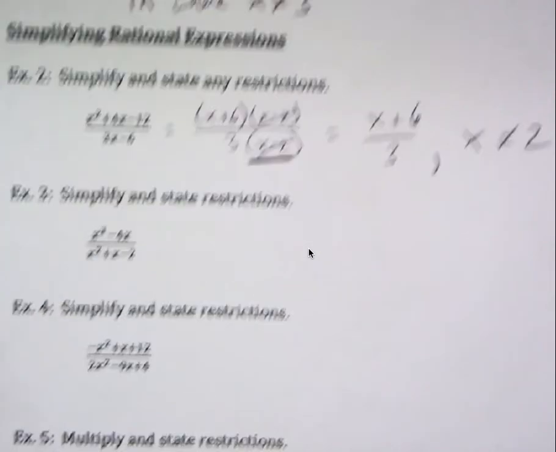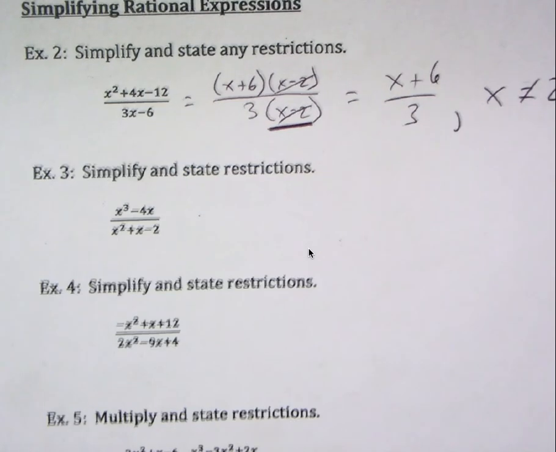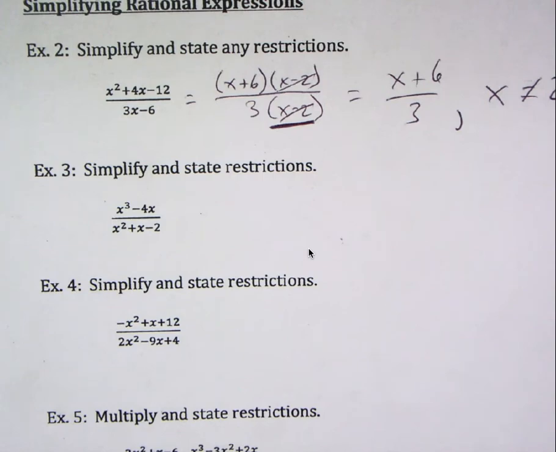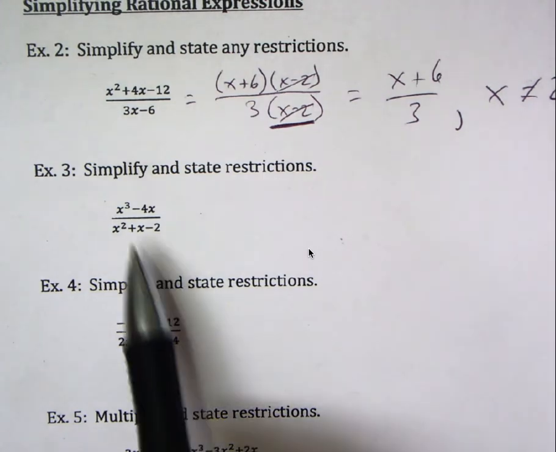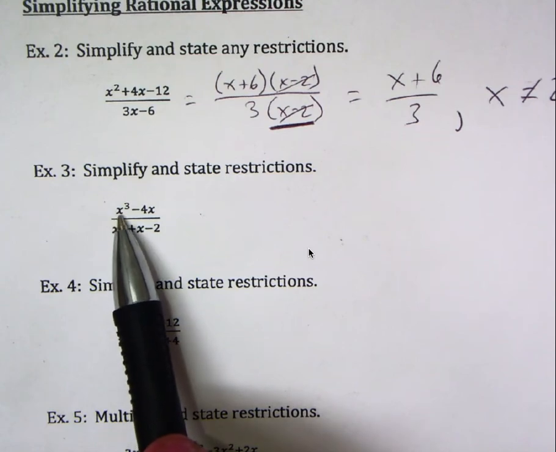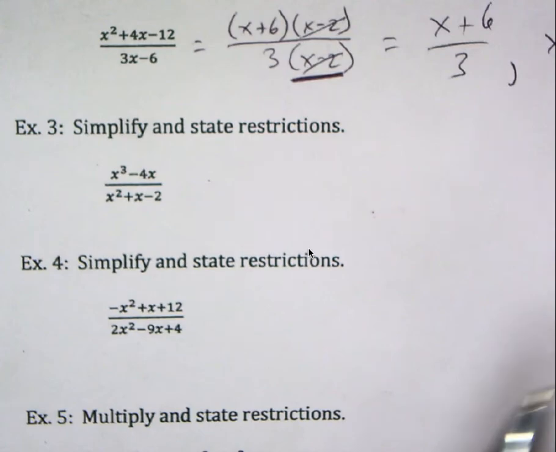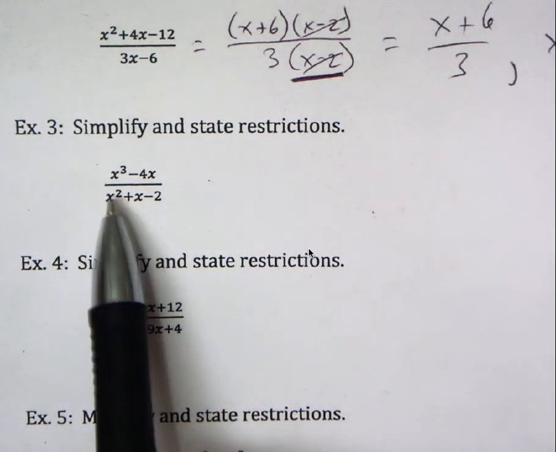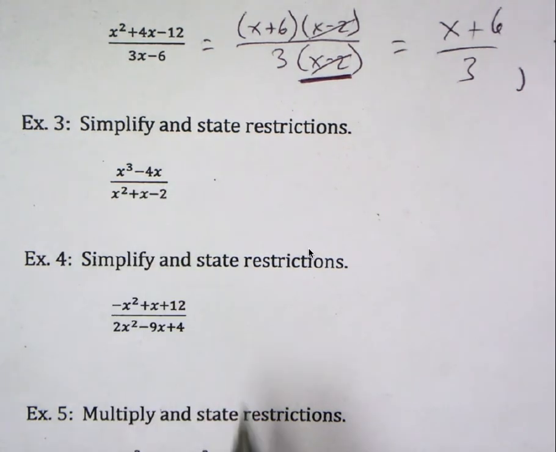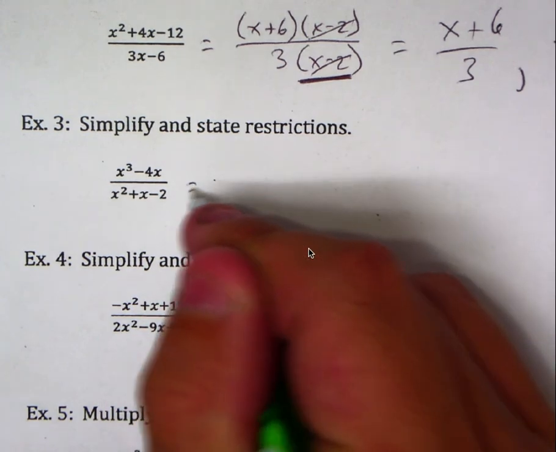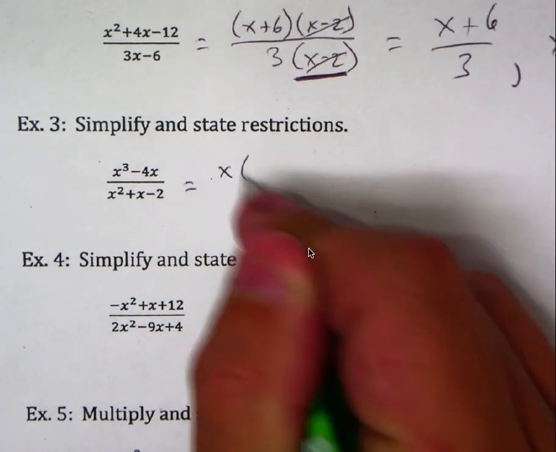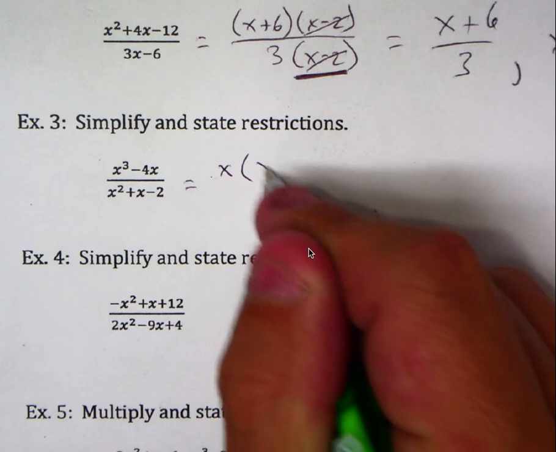Let's look at example 3. Simplify and state restrictions. So we cannot go into it looking to cancel. You can't. You'll run into issues and trouble. Go into it looking to factor. So I look at the top, and I notice I can take an x out. Always look for GCF first. I can factor an x out. So I'm going to do that. I'm going to take an x out of the numerator. So you get x squared minus 4.